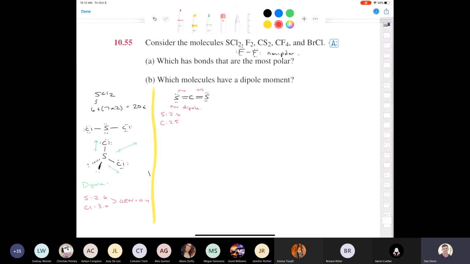I'll put no dipole up here for fluorine. No dipole. What else do we have? Carbon tetrafluoride, so CF4. Carbon tetrafluoride should look like this. It's a tetrahedral molecule.